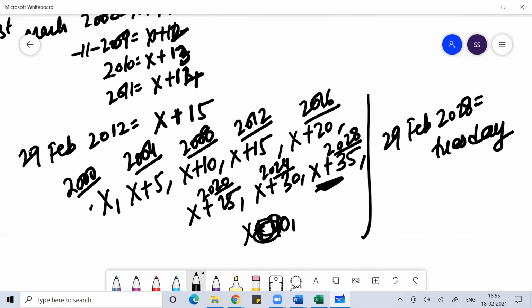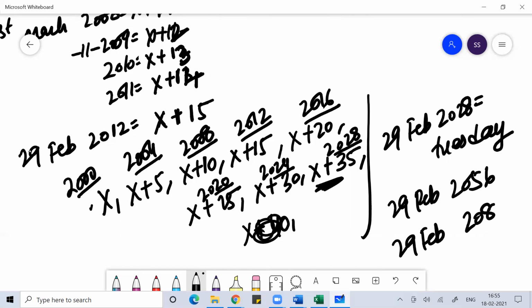Again, the LCM of 7 and 5 is 35. So again it will happen after 28 years, on 29 February 2056. Again it will happen on 29 February 2084. They will be Tuesday. So in this century, 3 times Tuesday will happen on 29 February: 2028, 2056, and 2084.